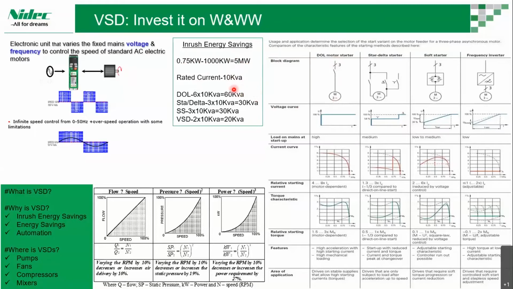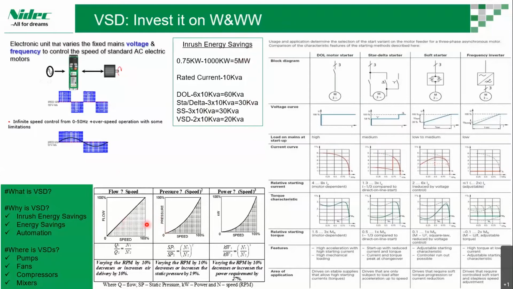When all the motors get started by DOL, we need to have a transformer, as the power demand for that particular factory is around 60 kVA. With the star delta, it is around 30 kVA based on this particular demand curve or current curve requirement. With the soft starter it is around 30 kVA. With the VSD it is 20 kVA. So we are able to save that capex investment, either the transformer or otherwise the power demanded by the institute, maybe the government agencies, on the inrush current saving.